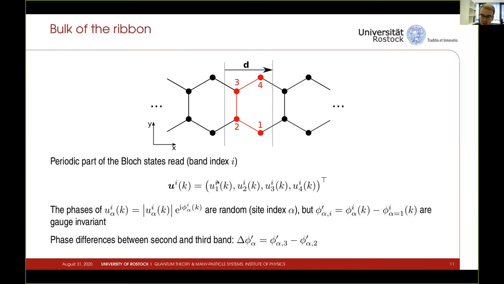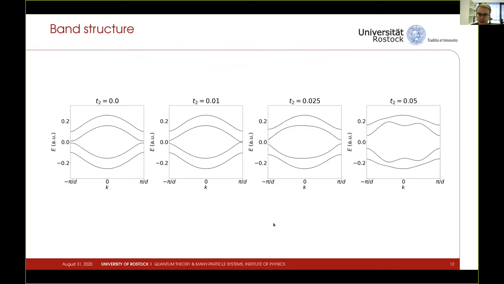This i here is just the index of the bands, the different eigenvalues or energies. And then we look at the phase differences at some certain site between band 3 and band 2, because these are the bands that are important for the spectrum. When you look at the band structures, there are four bands. Band 2 is this one, and band 3 is this one, and they are closest to the Fermi energy, at the minimal band gap. So these are the bands that contribute the most to the spectrum.